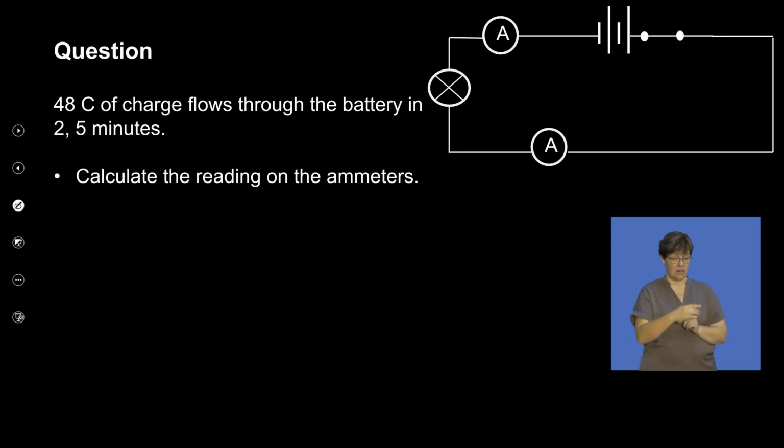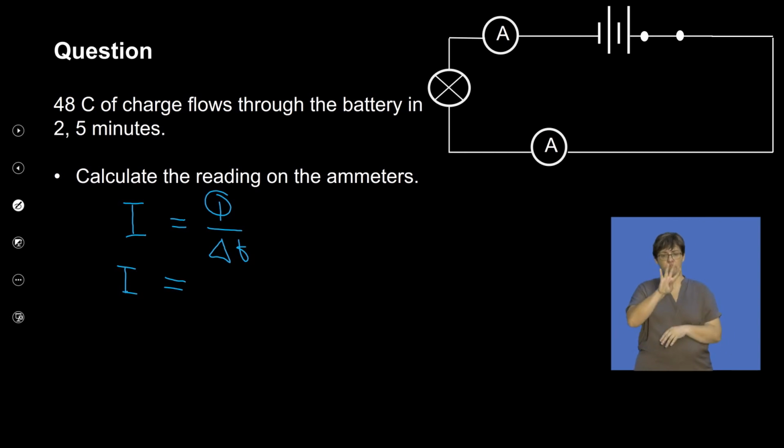We want the amount of charge here. What do we know? We know that current is equal to charge over time, okay? So what are we given here? We are given the amount of charge, okay, and the time. Now we want to calculate the ammeter reading, right? So the ammeter reading is the current. It will give us the indication of current, okay? How much charge is that? 48 coulombs, right? Divided by how much time? 2.5 minutes, okay?